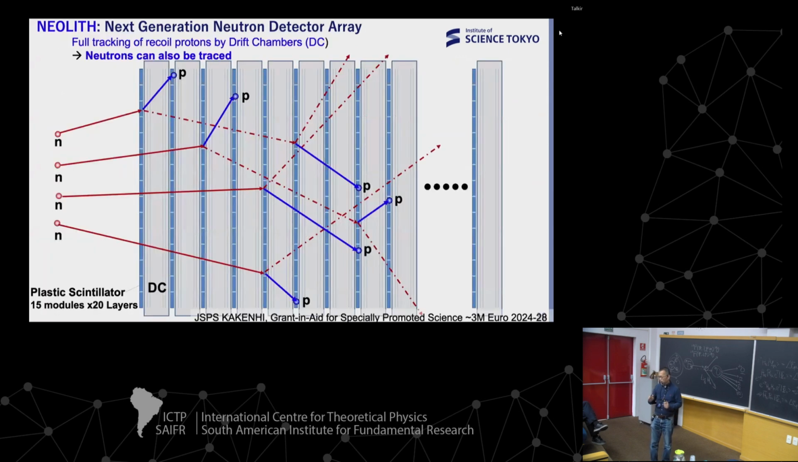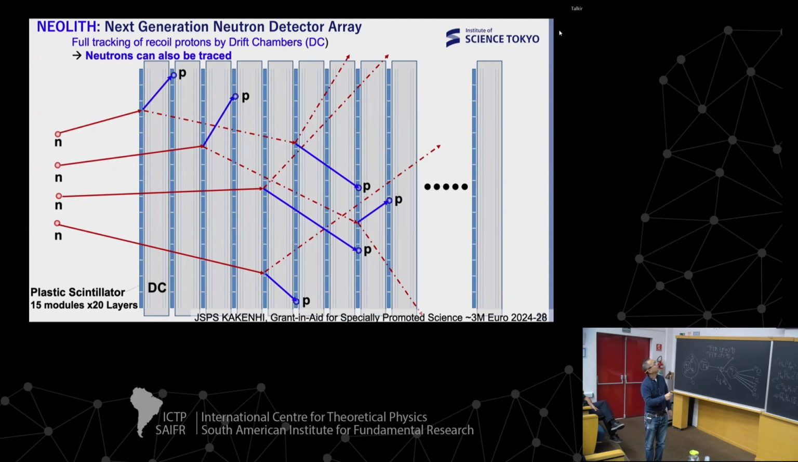But now, I'm a little bit more ambitious. I would like to measure more neutrons. So now we are actually developing new detectors. It's called NEODIS, Next Generation Neutron Detector Array. The acronym I didn't show here, but anyway, it is called NEODIS. So the problem is that, as I said, protons are recoiled, but the neutrons are scattered like this.